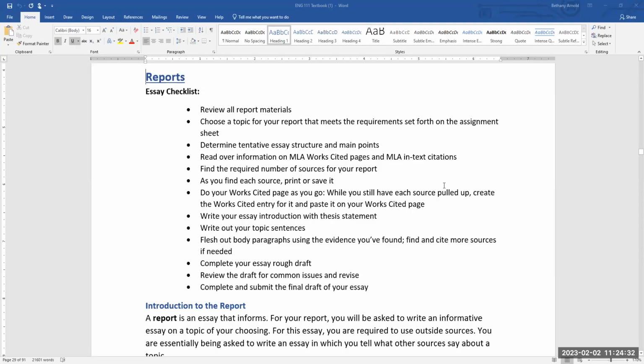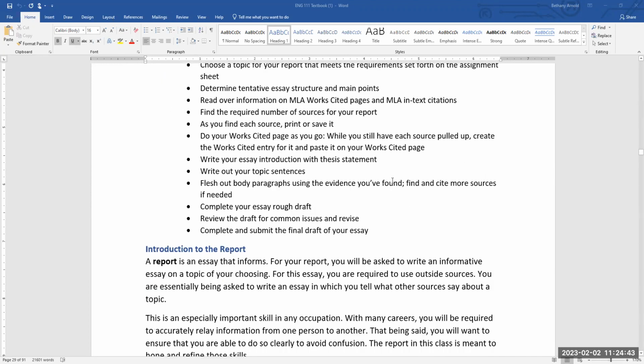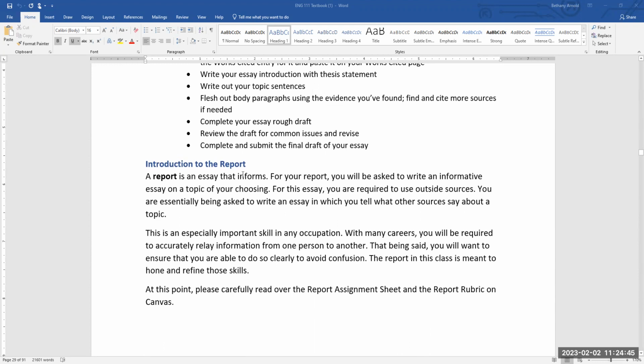Hello, the purpose of this video is just to introduce the report as well as the first few steps, including topic selection. So a report, as you've noticed in your course textbook, is an essay that informs. Essentially, when you have essays, you want to look at purpose. So essays typically have one of two purposes, either to inform or to persuade. So the report is an informative essay, which means that it is not argumentative, it is not biased. Essentially, you are telling about something.